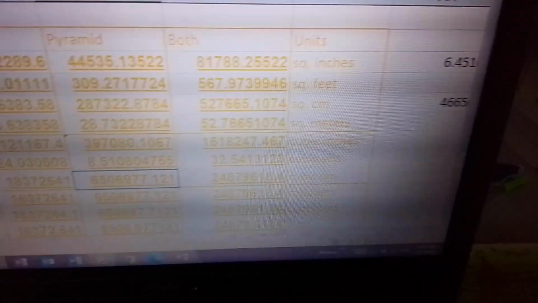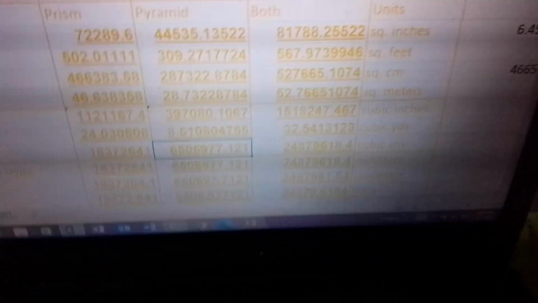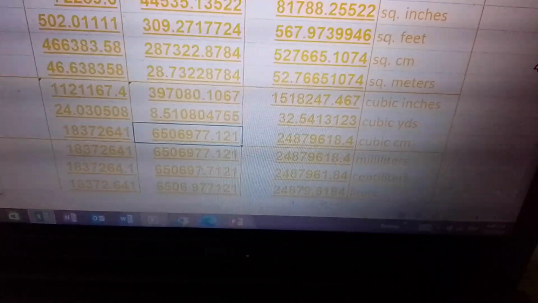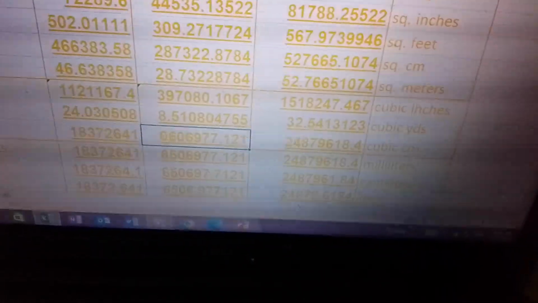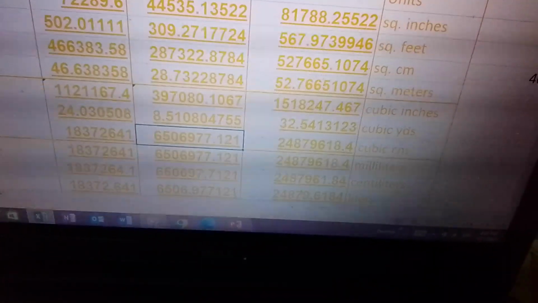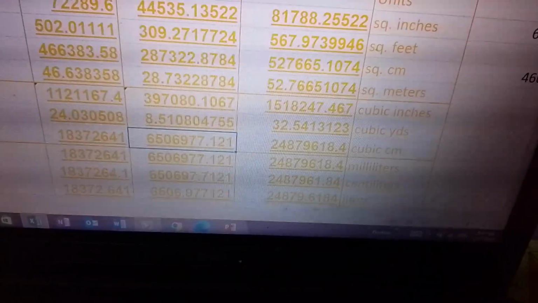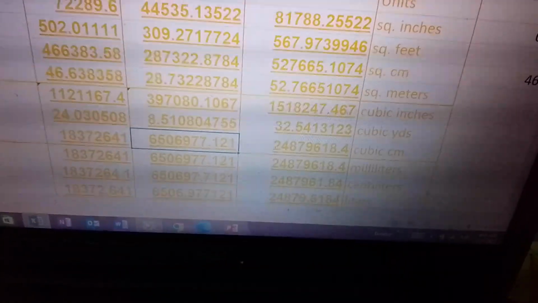Then, we're going to have to convert that to cubic centimeters. So with your answer here, you know 1 inch is 2.54. So the 2.54 is cubed. So therefore, you're going to do it this way. Times 2.54 cubed, and you should get 6,506,977.121 cubic centimeters. So that is the volume.